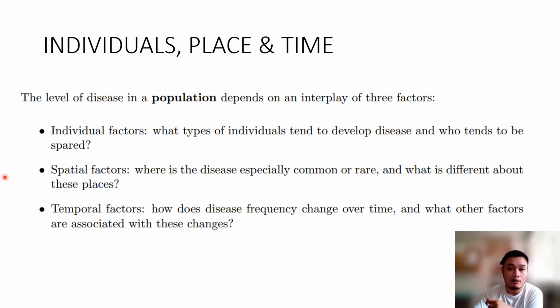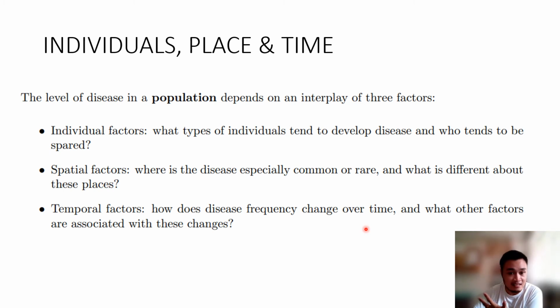So characterize who are at risk and who are not. Spatial distribution: where does the disease occur? What is different about these places? What environmental factors perhaps are present in these specific places where the disease is occurring? So you need to ask again. Then of course, time or temporal factors: how does the disease frequency change over time?